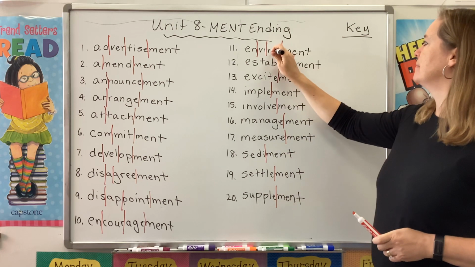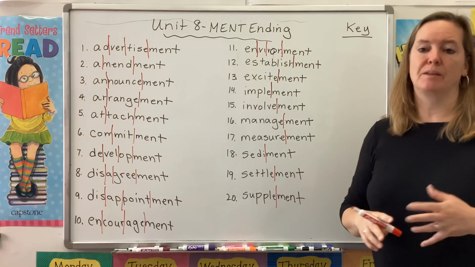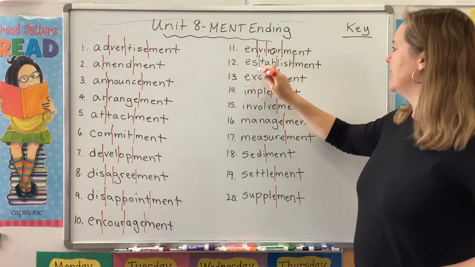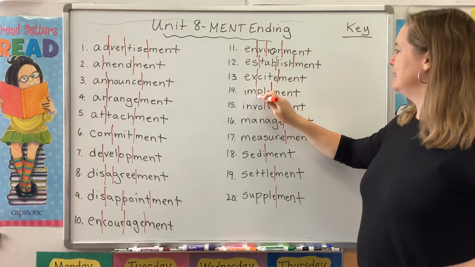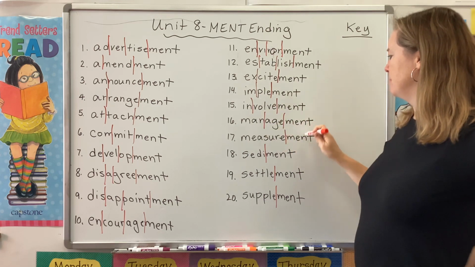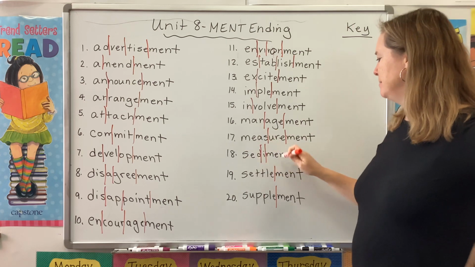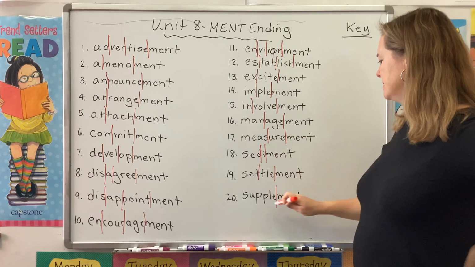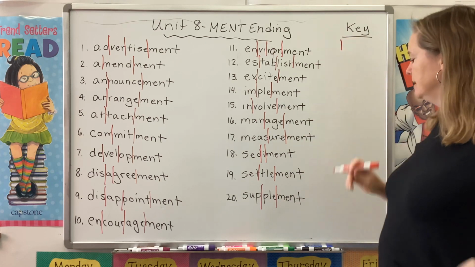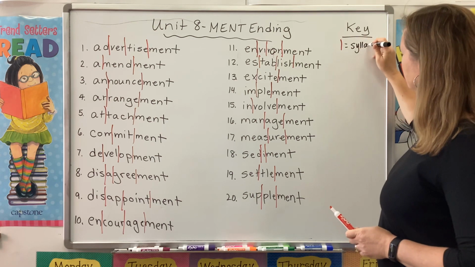Environment. Okay, don't forget that N there. That's a sound that a lot of kids miss. Establishment, excitement, implement, involvement, management, measurement, sediment, settlement, supplement. Okay, in our key, red vertical line equals syllable break.